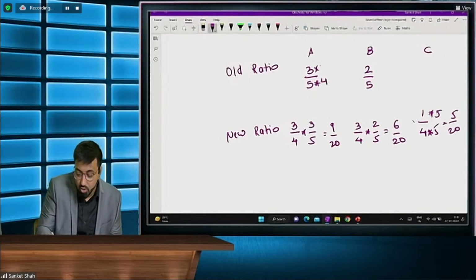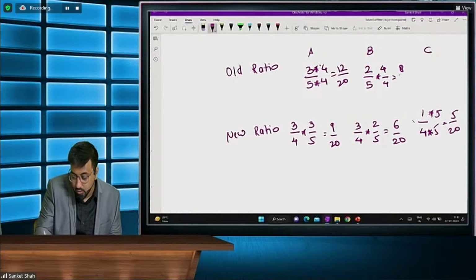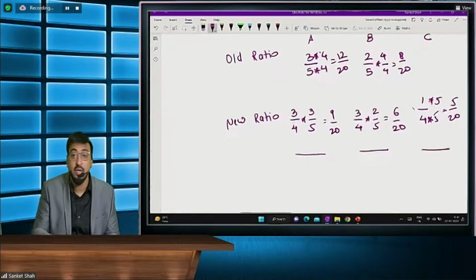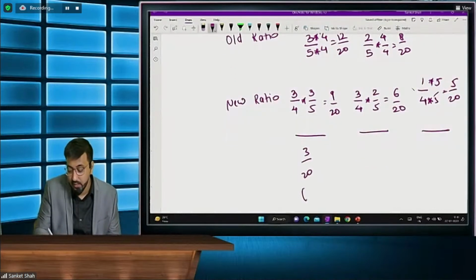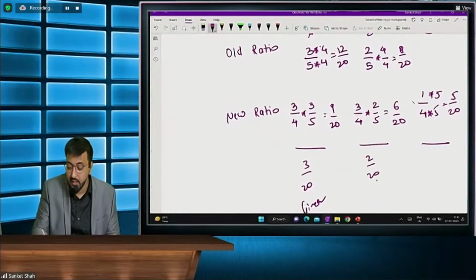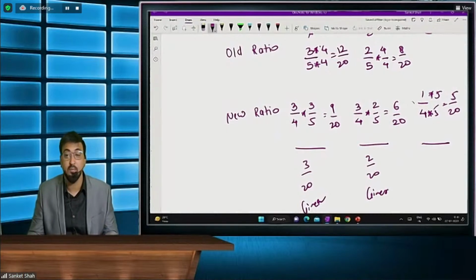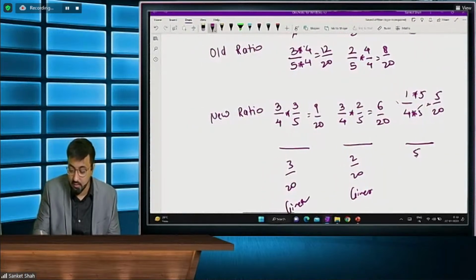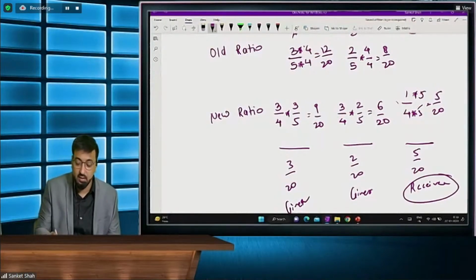Now this base is also 20, so multiply by 4 for A and B: 12/20 and 8/20. So previously A had 12 chocolates and now he has 9 chocolates. So 3/20, he is a giver. Then 2/20, again he is a giver. B had 8 chocolates and now 6. And 5/20 means here he is a receiver. Previously 0, and now 5/20.